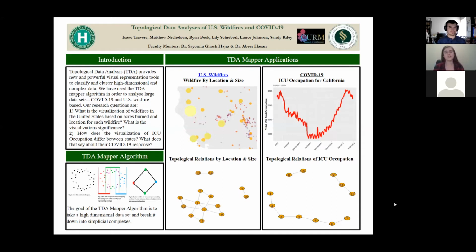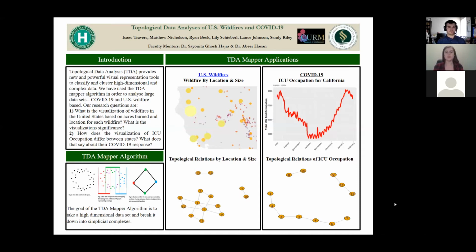Our project is on topological data analysis, which gives us a way to visualize larger and higher dimensional data without the complexities of having noise and outliers. It has the ability of removing those so we can just see the raw data in the form that we need. Our data sets are COVID-19 and US wildfires from the 1950s to present day.